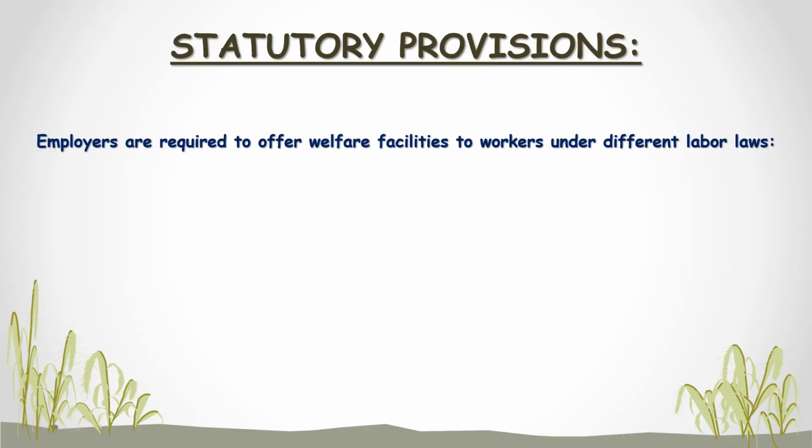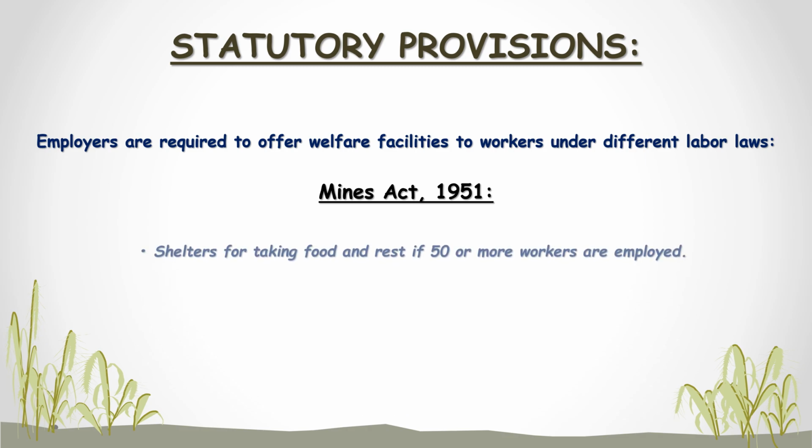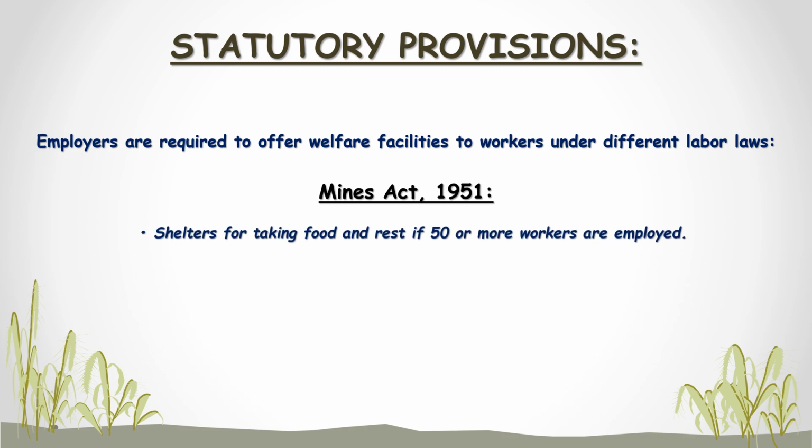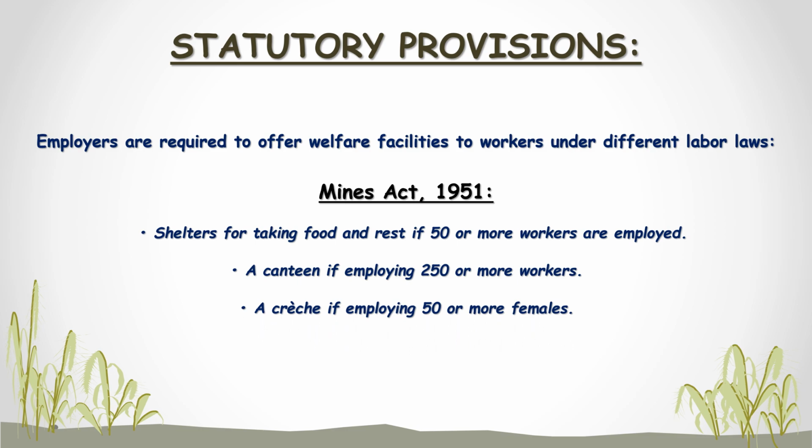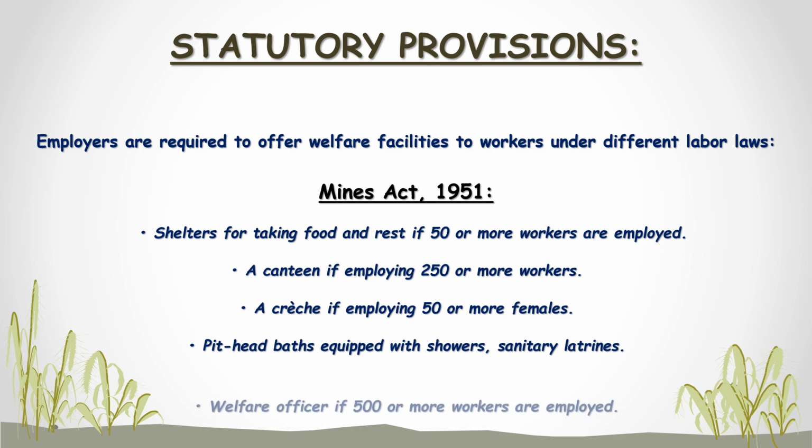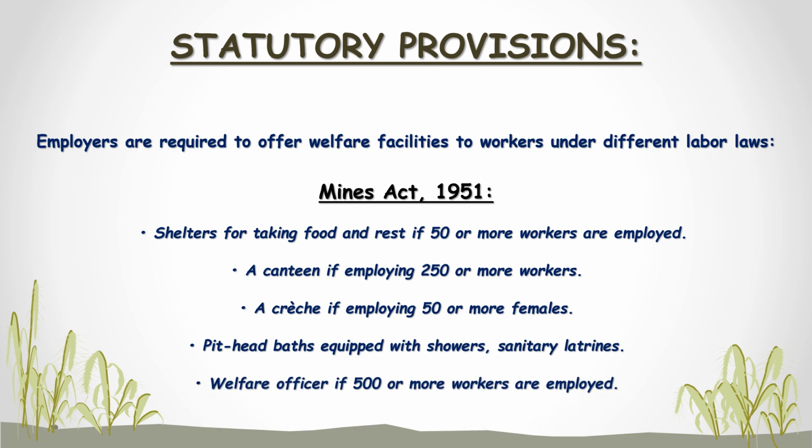Employers are required to offer welfare facilities to workers under different labor laws. Mines Act, 1951. Shelters for taking food and rest if 50 or more workers are employed. A canteen if employing 250 or more workers. A creche if employing 50 or more females. Pithead baths equipped with showers, sanitary latrines. Welfare officer if 500 or more workers are employed.